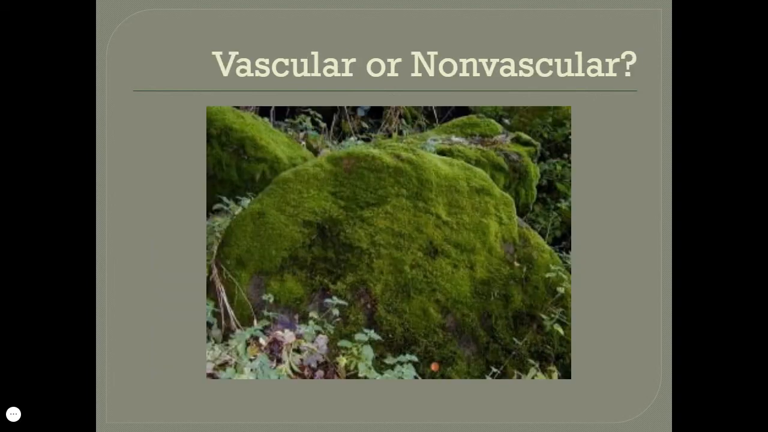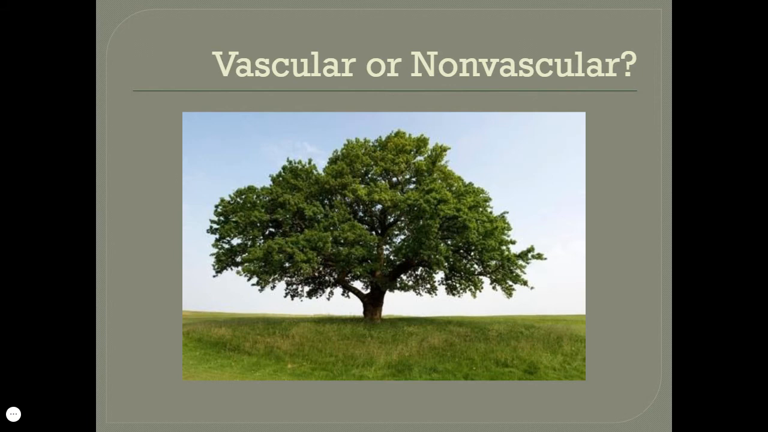So here's an example. Would this be vascular or non-vascular? If you said non-vascular, you would be correct because it's growing very close to the ground. It's clinging to that rock and absorbing water through its environment. What about this tree? If you said vascular, you would be correct. It has a vascular system of those tubes carrying water from its roots throughout the rest of its body, and it's grown tall.